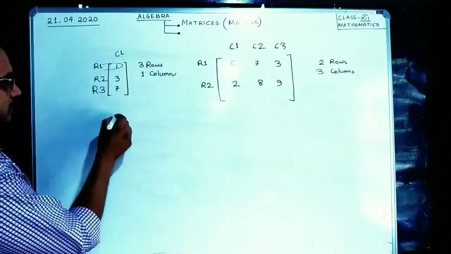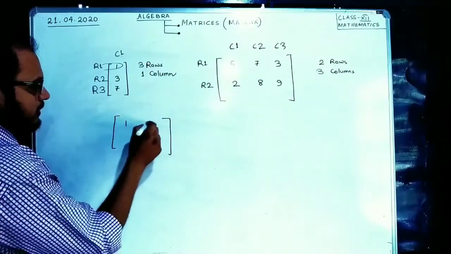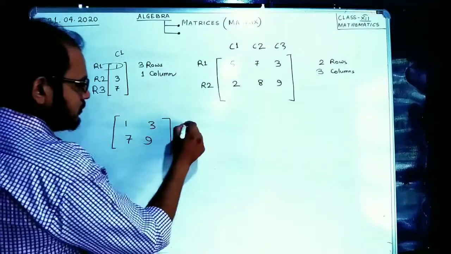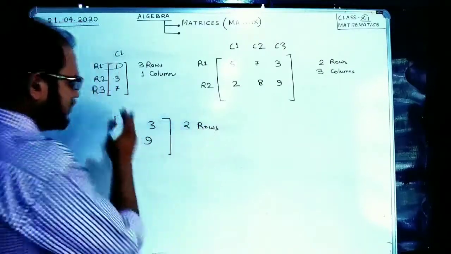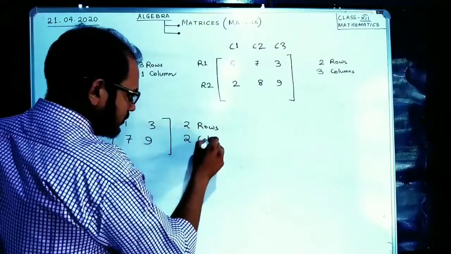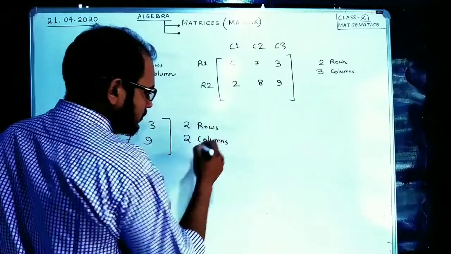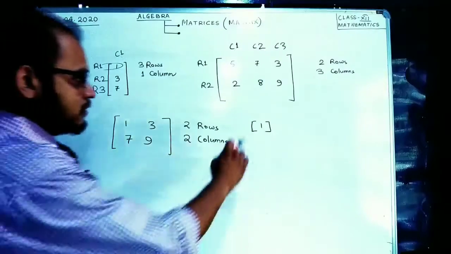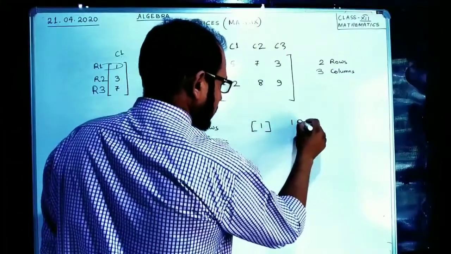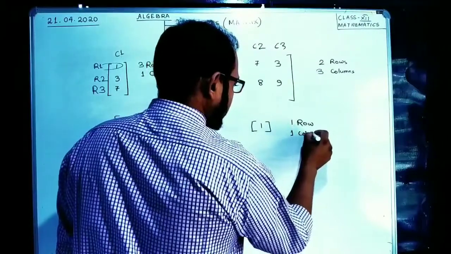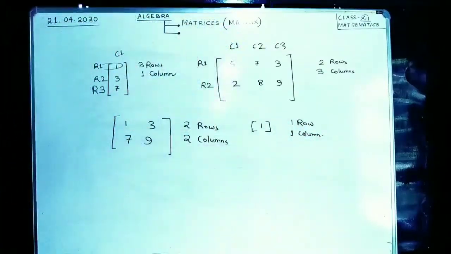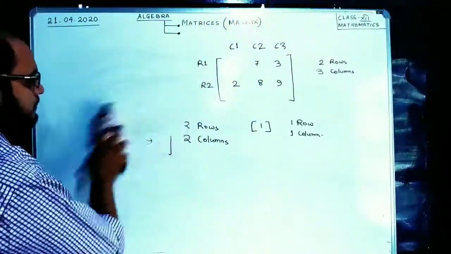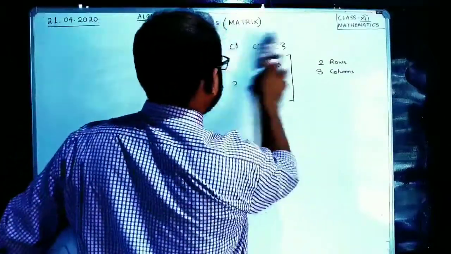Similarly, another example, 1, 3, 7, 9. Obviously this has 2 rows and 2 columns. How many rows and columns does this matrix have? It has only 1 row and 1 column. Now it must be clear to you. Let's move on to the next topic in matrix.